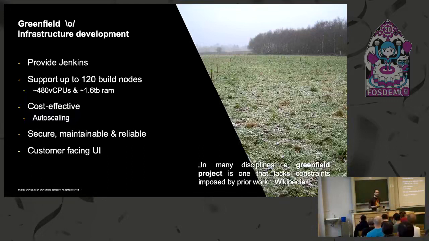It has to be secure, maintainable, because we have to have the work, right? It has to be reliable. And at the end, it has to have customer-facing UIs. The customer-facing UIs are a real problem. If you look at Tekton and other modern stuff, you have to build a lot of stuff around it so customers can actually use it. And that's the reason why we still use Jenkins.